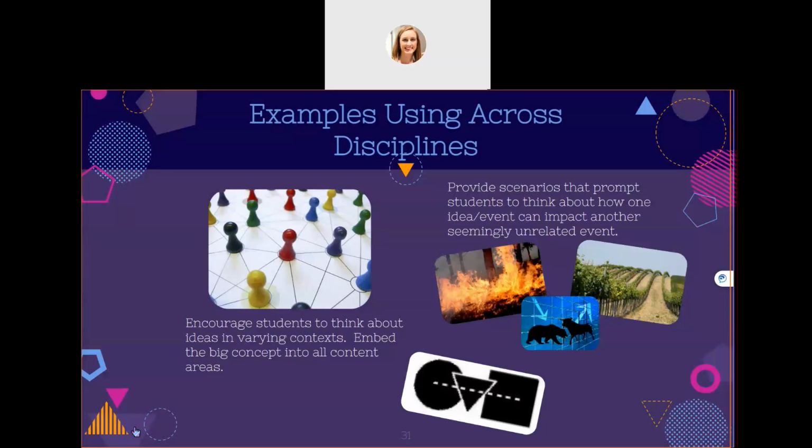You can encourage students to think about ideas in varying contexts and embed the big concept that you're studying into all content areas. You can provide scenarios that prompt students to think about how one event or idea can impact another seemingly unrelated event. So how might wildfires affect crops in a specific area? And how might that also in turn affect the stock market and what's going on there? So just having them look and see how events and ideas are related.